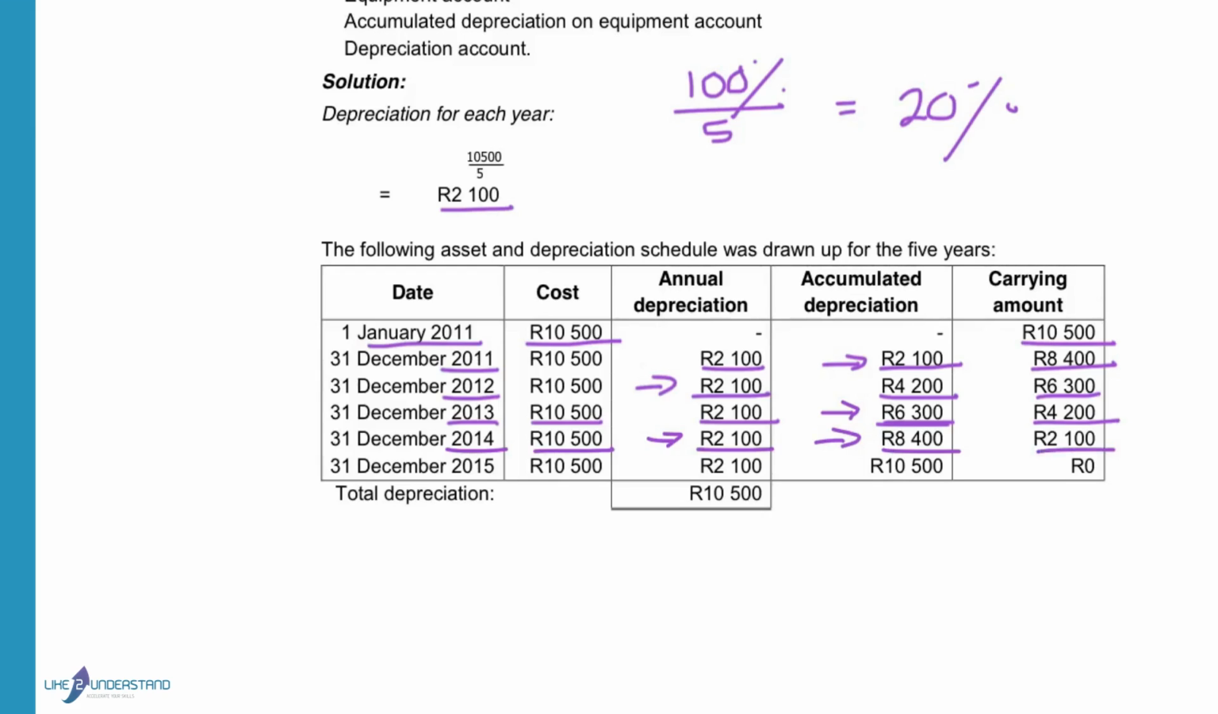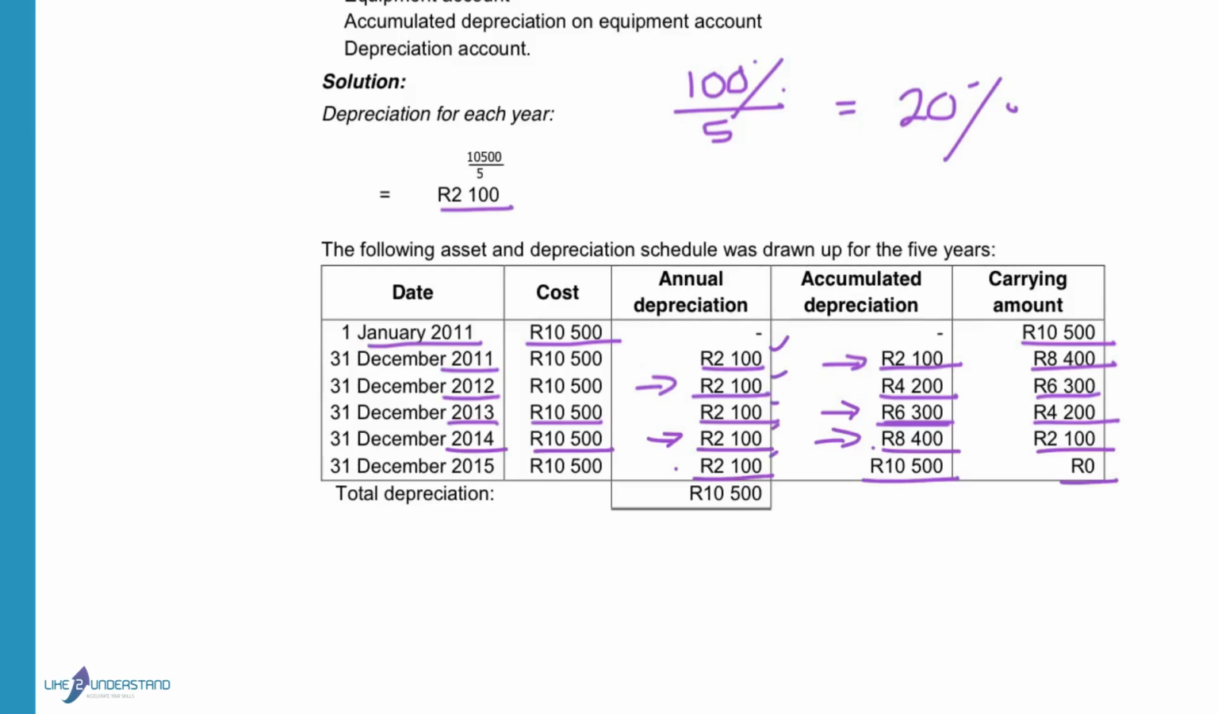At the end of 2015, we will write off 2,100 again. It will accumulate from 8,400 plus the 2,100, and now the accumulated depreciation is 10,500, and this asset is not worth any money in the books. You can still use the asset, but you've written off the total value of your asset over this 5-year period. And that is the purpose of depreciation, that you will take this annual depreciation every year to the income statement.